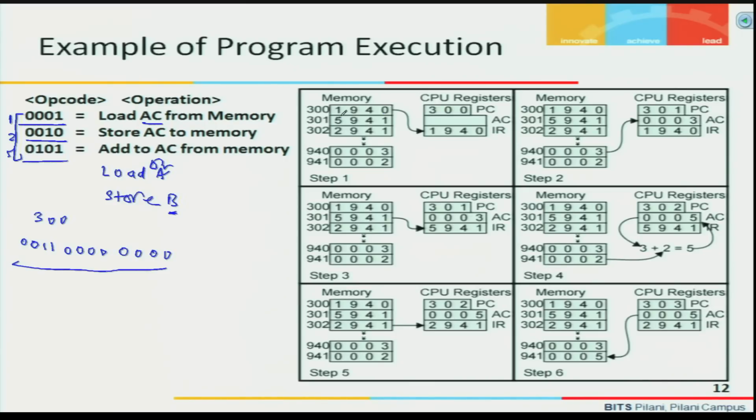And how to represent 1 in binary? 0001. So you can say this is 0001, and 9 will be 1001, 4 will be 0100, and the 0 will be 0000.